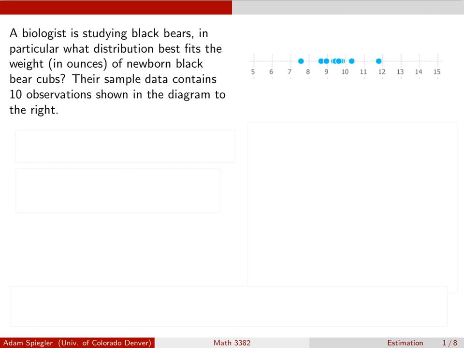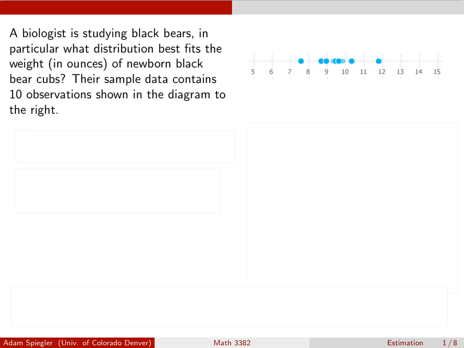So for example, let's say a biologist is studying black bears and they want to come up with a model for the distribution for the weights of newborn black bear cubs. How much does a newborn black bear weigh? So they take a random sample of 10 cubs and they record the weights in ounces of each of those 10 cubs, and that's what's shown over here.